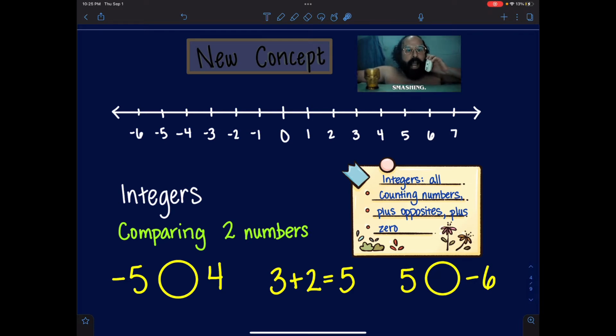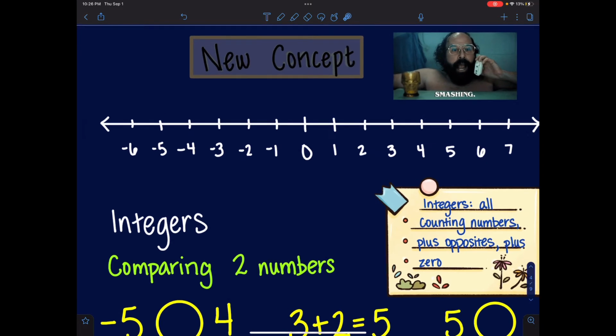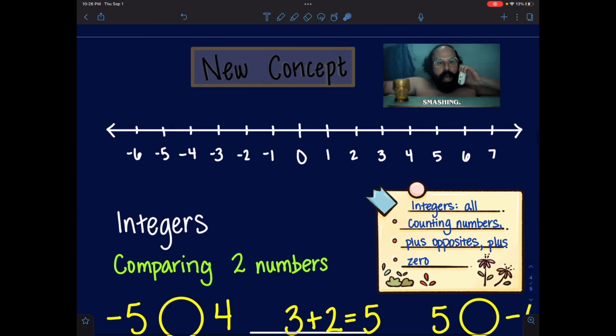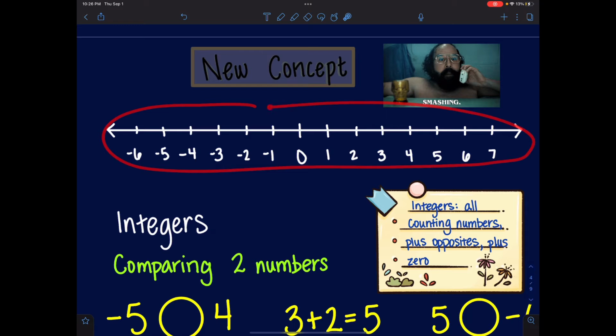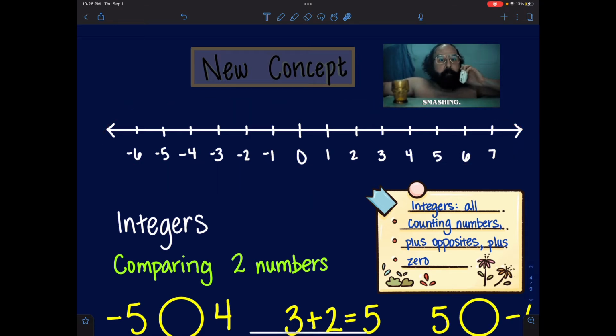The new concept is the idea of the number line. And a number line is just, it looks like this. It helps us arrange numbers so that they make sense. They're in some sort of order. The 0 point of the number line, right here where it says 0, has a name. It's called the origin. So the origin is the 0 point.